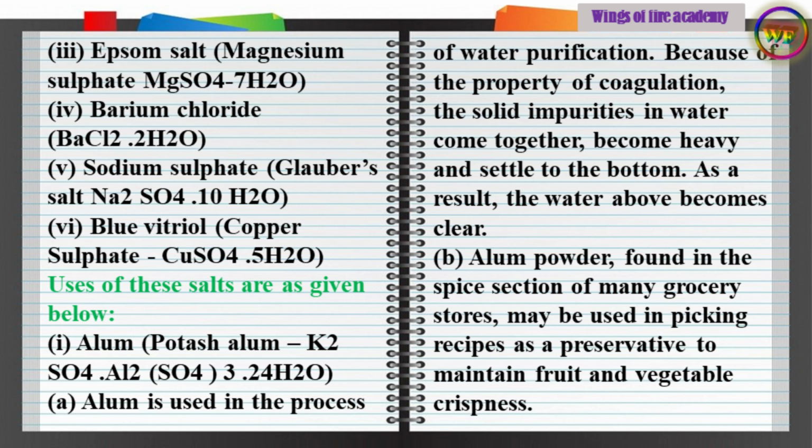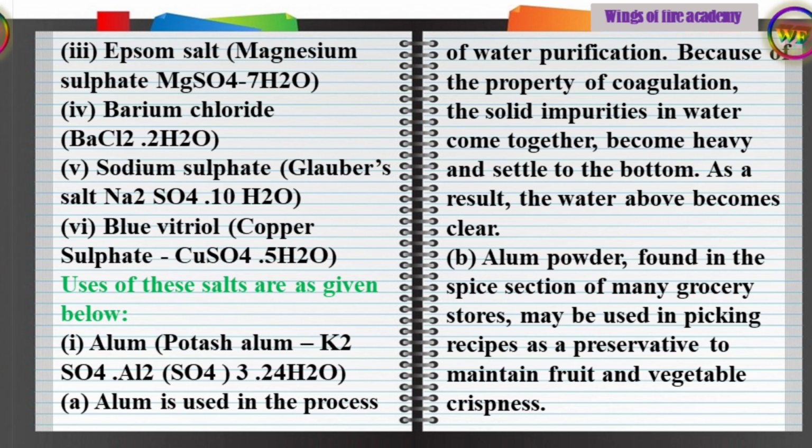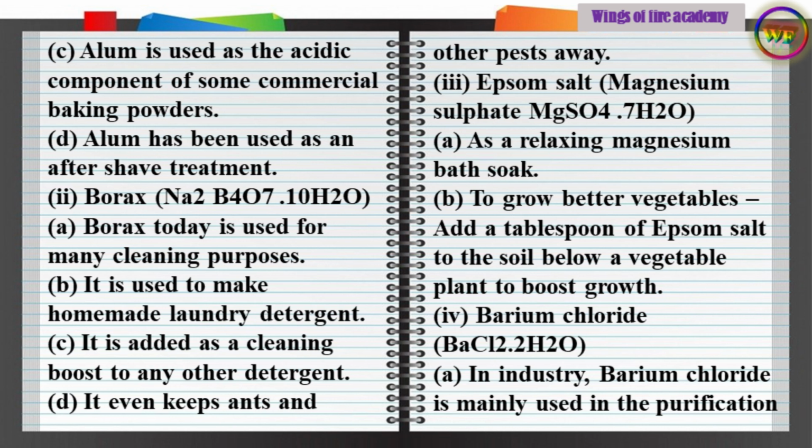Uses of these salts are as given below. 1. Alum, potassium aluminium sulfate dodecahydrate. A. Alum is used in the process of water purification. Because of the property of coagulation, the solid impurities in water come together, become heavy and settle to the bottom. As a result, the water above becomes clear. B. Alum powder, found in the spice section of many grocery stores, may be used in pickling recipes as a preservative to maintain fruit and vegetable crispness. C. Alum is used as the acidic component of some commercial baking powders. D. Alum has been used as an aftershave treatment.